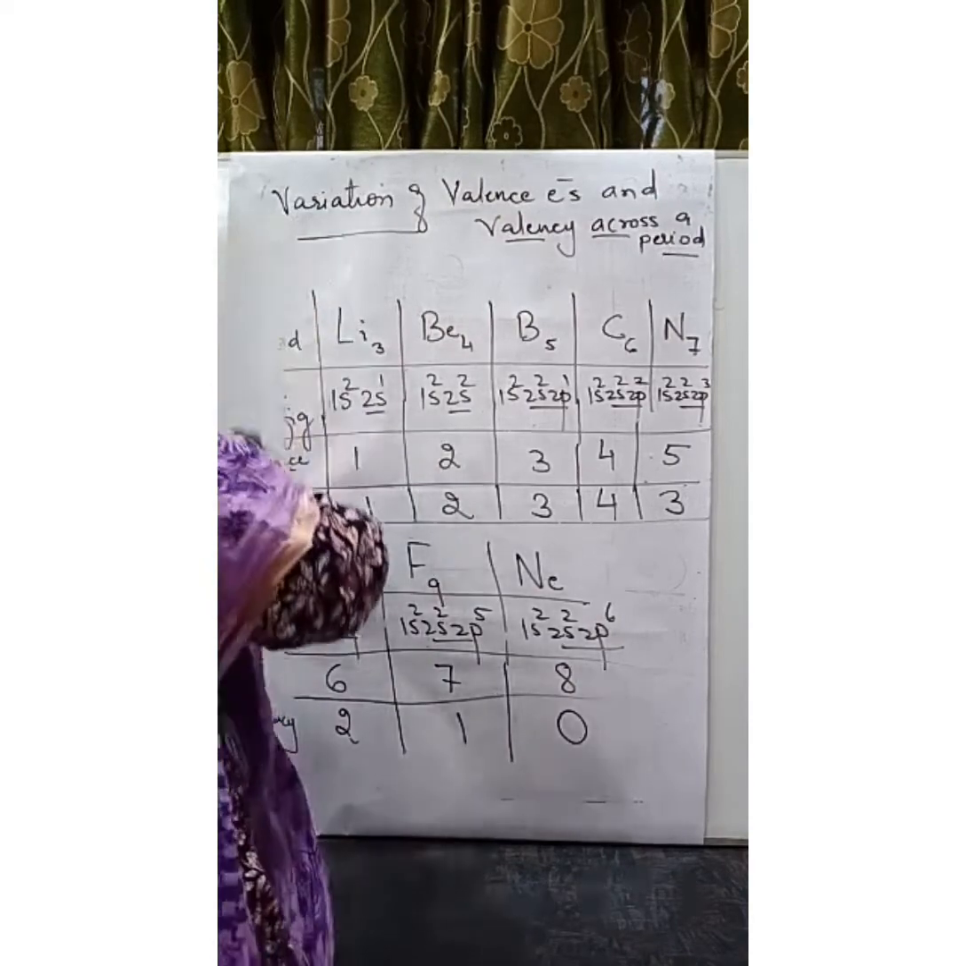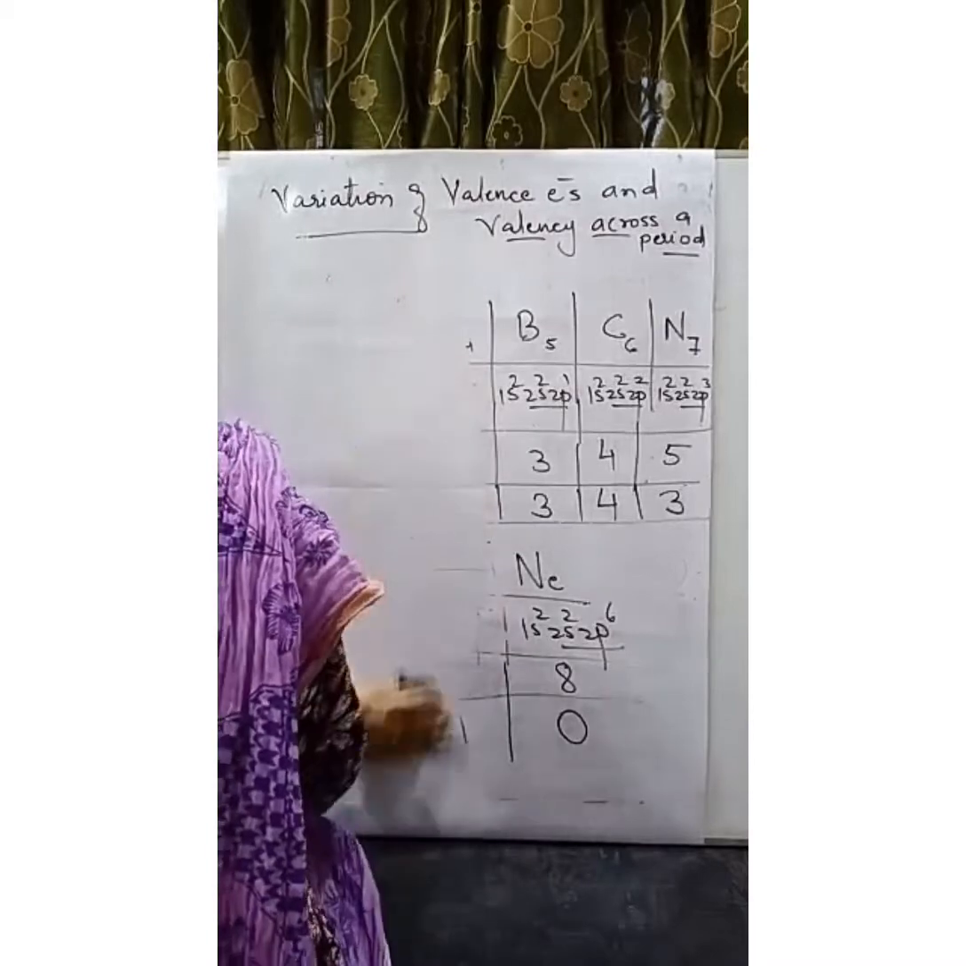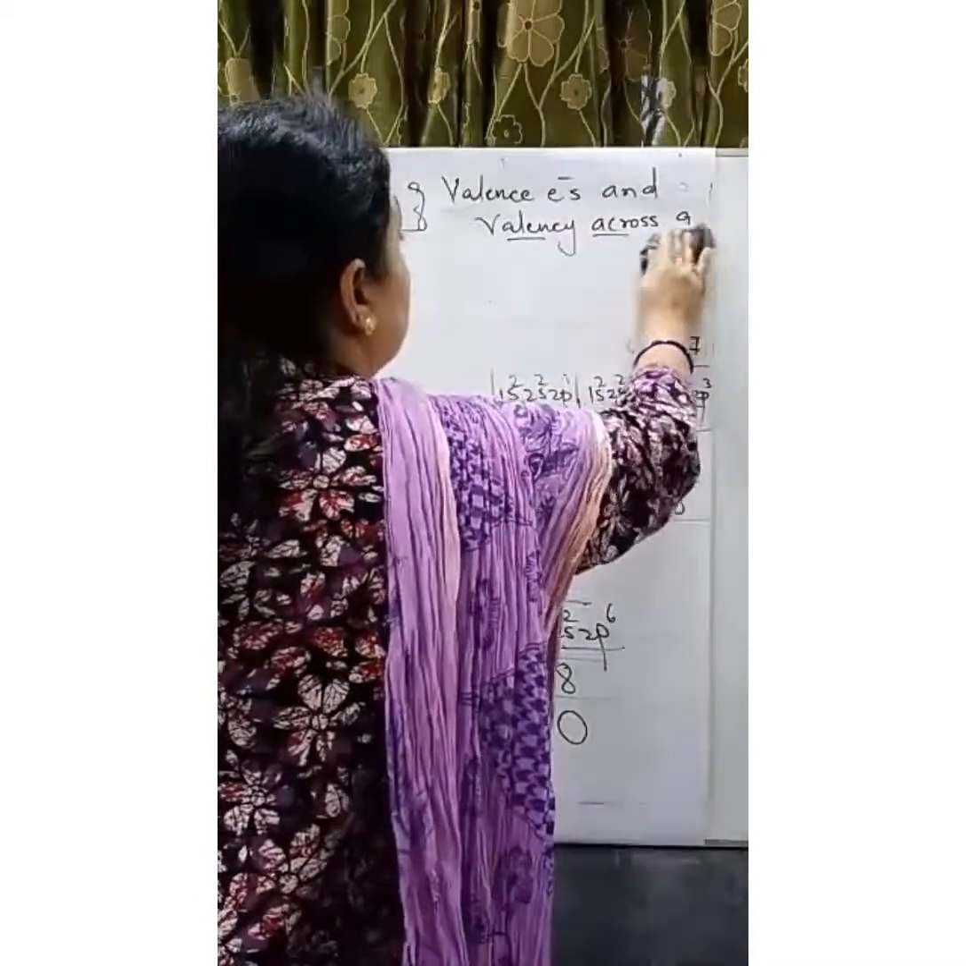Now let us see the variation of valence electrons and valency across a group.